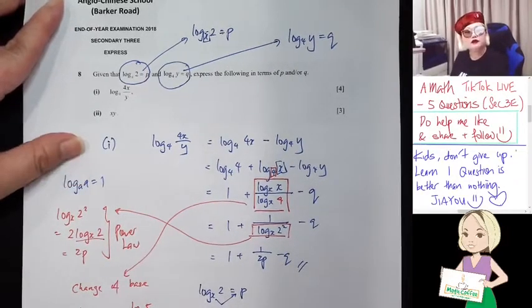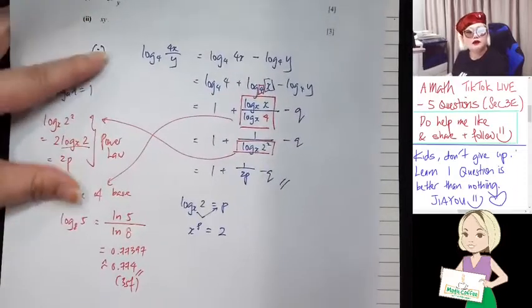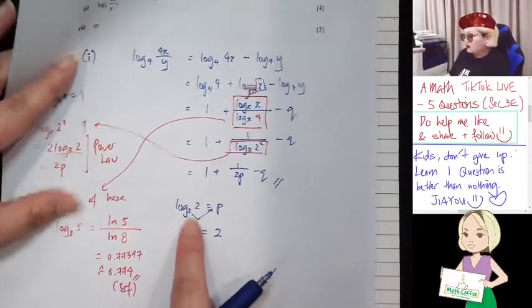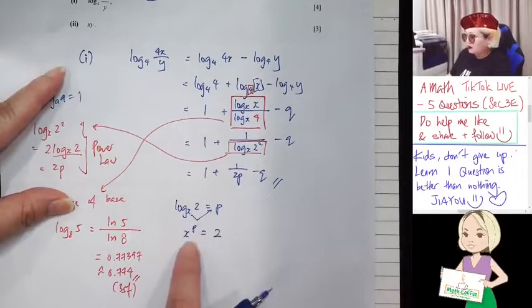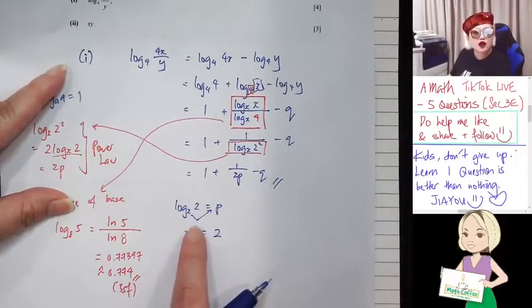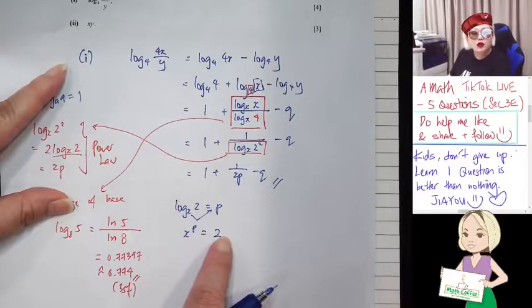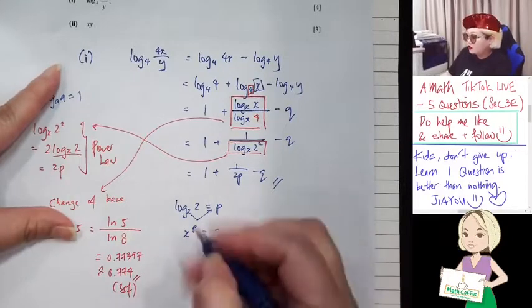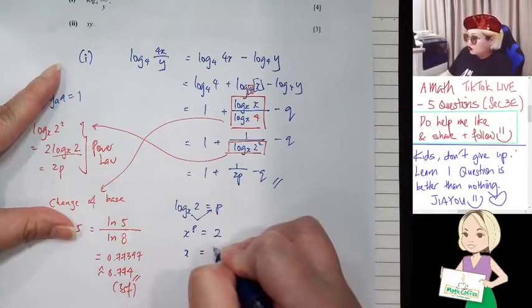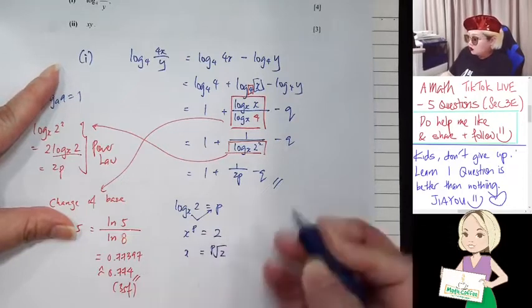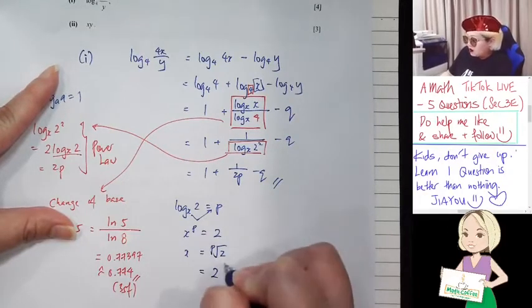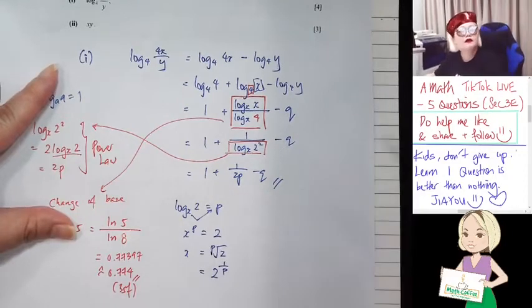Understand? Push up. Just this x pushes the p up. So the p now becomes smaller, the x becomes the base. So it's x to the power of p equals 2. But I want to make x the subject, right? So it's x equals the p-th root of 2. And this means it's 2 to the power of 1 over p.